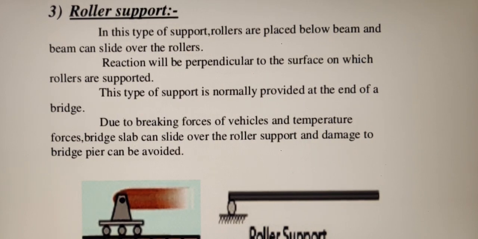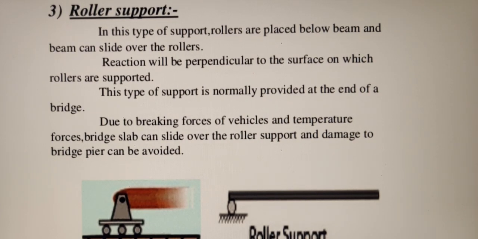So roller support restricts the movement in the vertical direction. There is only one reaction, which is always perpendicular to the support, that is the vertical reaction. Suppose this roller support is inclined at some angle, then the reaction is normal to the inclined surface. That point also you have to remember.